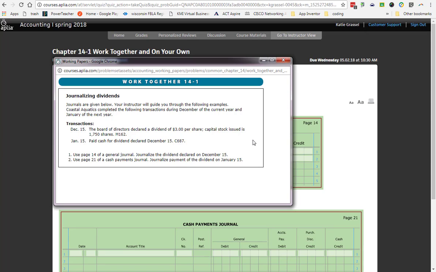Now, when we talk about corporations, think about a company like Apple or Nike. People like to invest in them. Why? They make money, right? Because they buy stock in them, and you hope that the value of the stock is going to go up. The value of the stock can go up, but corporations also pay dividends to their stockholders.